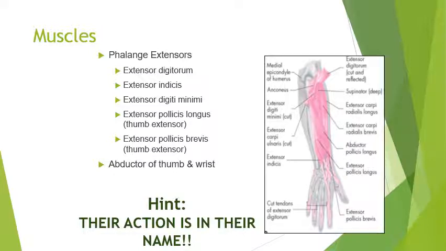You also have abduction of the thumb and wrist with the abductor pollicis longus. So again, you're looking at names. The names tell you something about the action and location and what the muscle actually affects.